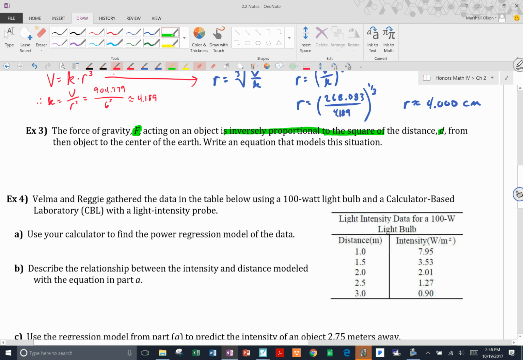So inversely means it can be a negative exponent. So F equals some constant of variation k times the distance to the -2nd. Put that over a little bit so we can see that negative exponent, d to the -2nd. That's it. Write an equation that models this situation. That's it.